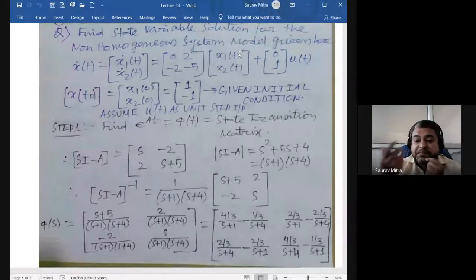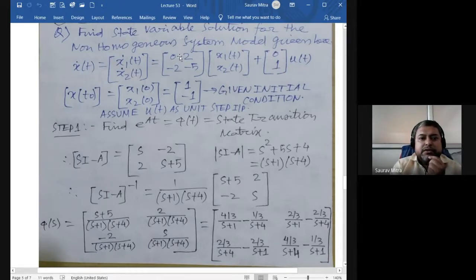So तुम्हारा जो integration hai, that might become a bit difficult, but generally this is the type of numerical we ask in the exam. So find the state variable solution for non-homogeneous system model. Here the A matrix is not given as a diagonal. Okay, and this is the B matrix, and this is the initial condition like this, and assume U(t) as the unit step input. So everything is given.